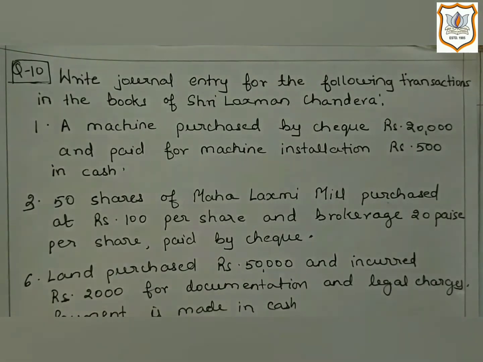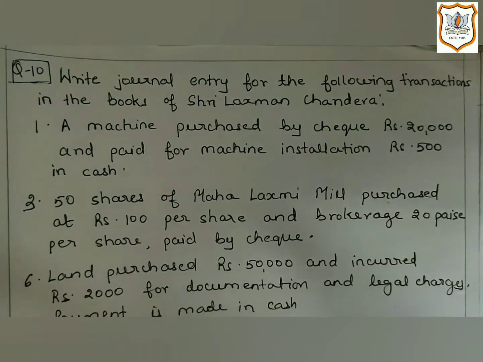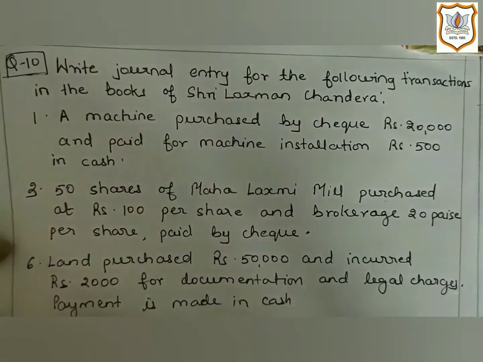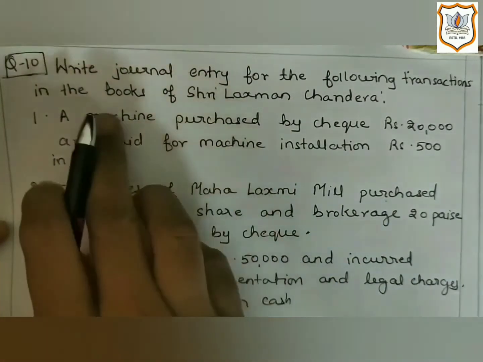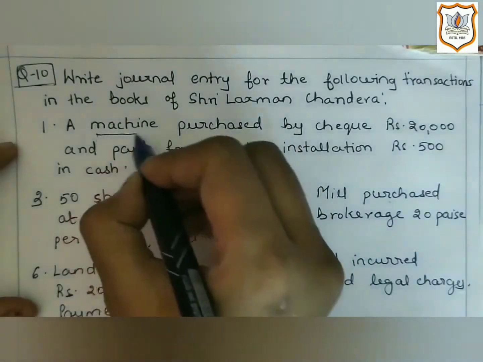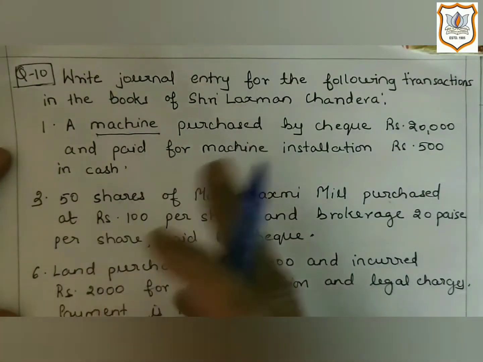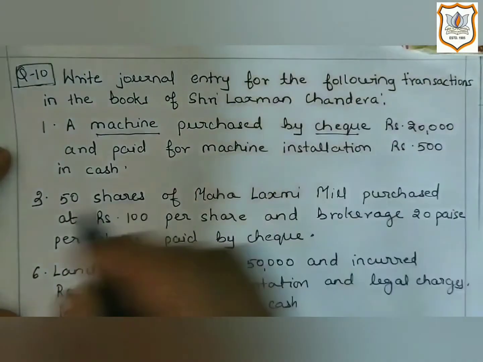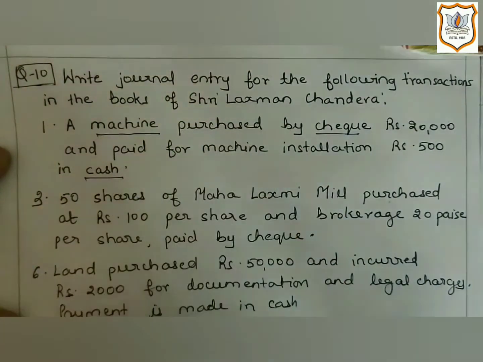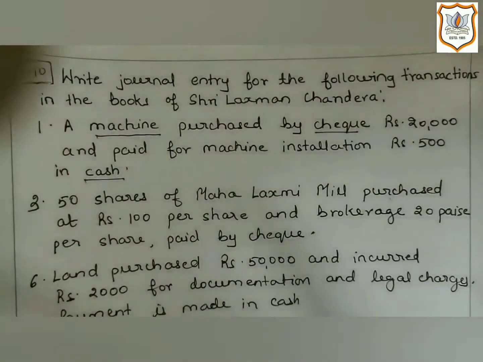You must remember this. So here our owner Lakshman Chandera is purchasing an asset which is a machine, and he has also paid machine installation rupees 500 in cash. So let us see the journal entry for this. Here three accounts are involved: machine account, then as the amount of the machine is paid through check, bank account, and cash account. So let us see the journal entry for this.